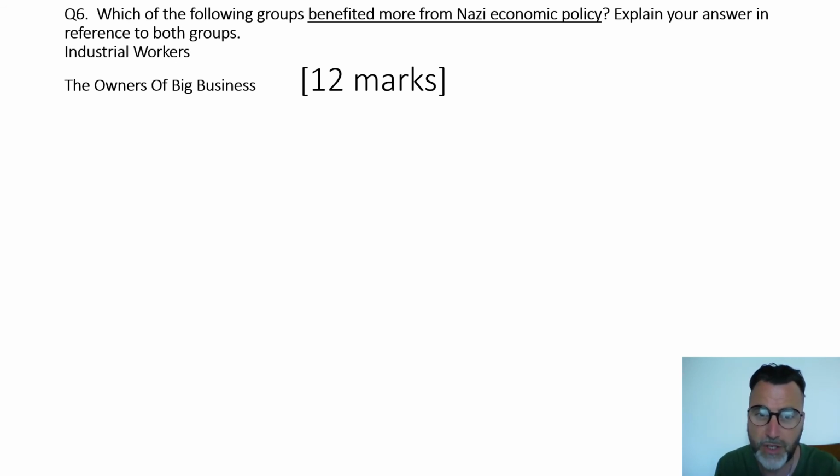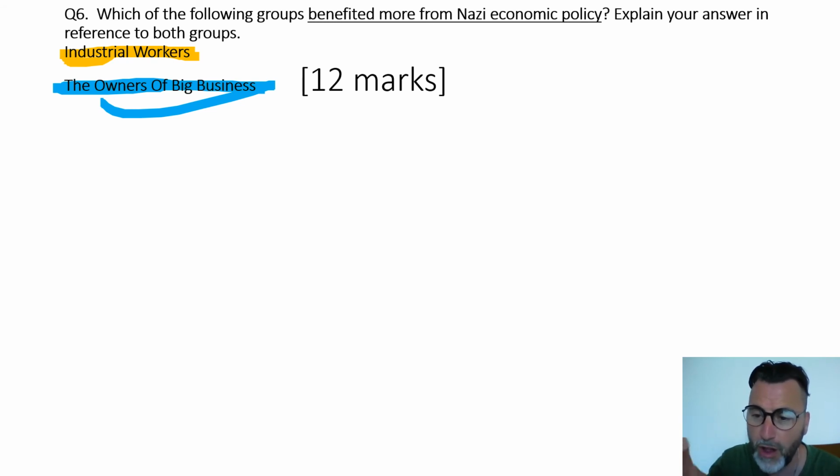Right. Which of the following groups benefited more from the Nazi economic policy? Explain your answer with reference to both groups. And the groups they give you are industrial workers, there you go, one group, and the owners of big business, the next group. They're the two groups they're giving you. You must talk about both of those groups.